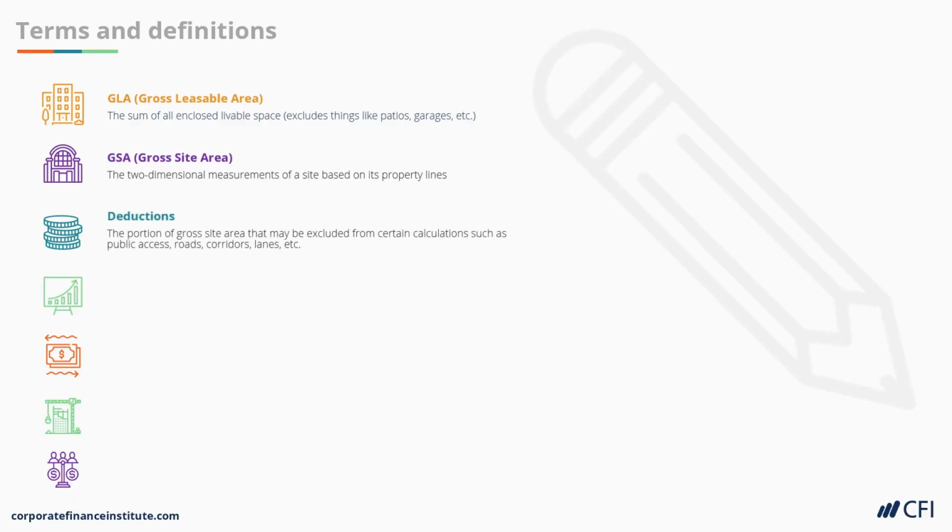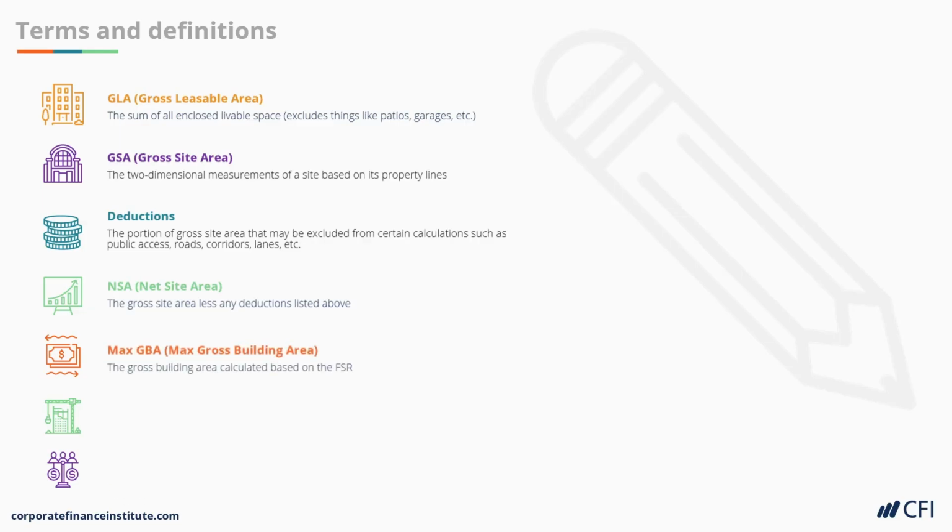Deductions are portions of a site that may be excluded for certain calculations. It includes things such as public access, roads, and lanes, etc. NSA stands for net site area. This is the gross site area less any deductions that are noted above.